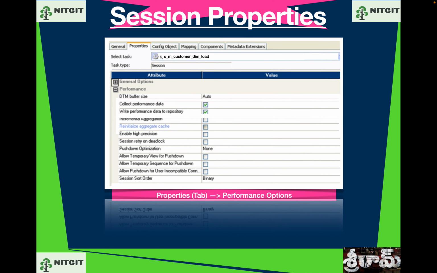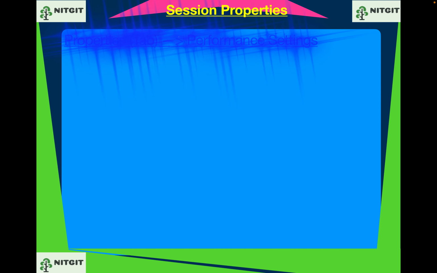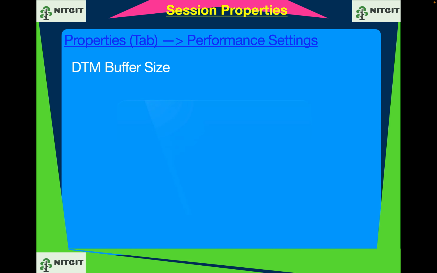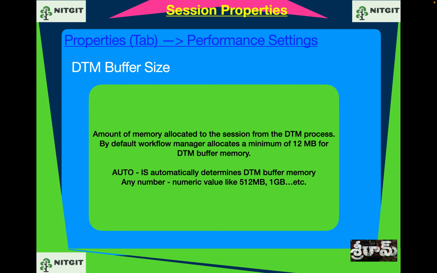That's the end of the general options of the properties. Then we are going to the performance options here. Okay. First property here is DTM buffer size. Okay. Amount of memory allocated to the session from the DTM process by the integration service.